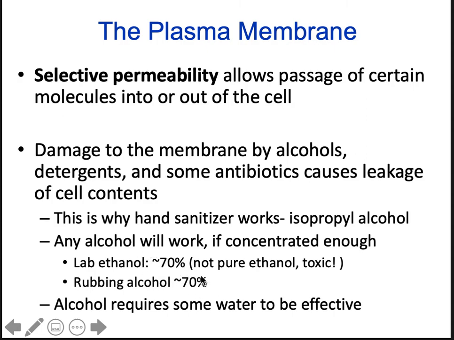But if you want it to be antibacterial, if you want it to disrupt membranes of bacteria, it needs to be at least 70% strong and no stronger than 95%. You need a little bit of water with the alcohol, otherwise it evaporates so fast that it wouldn't have time to do any harm.